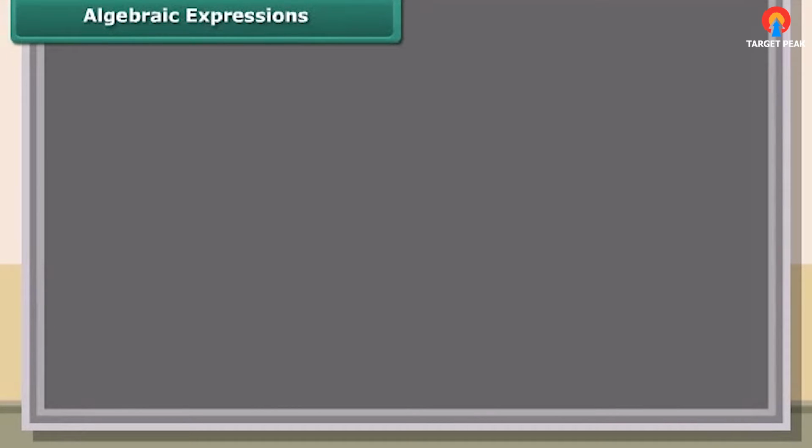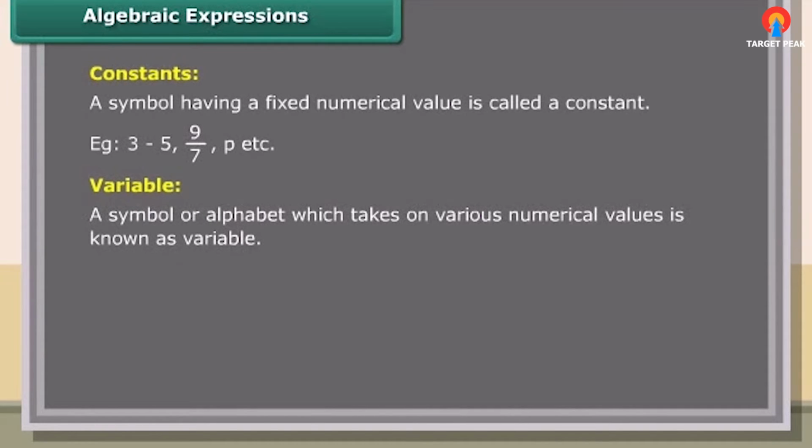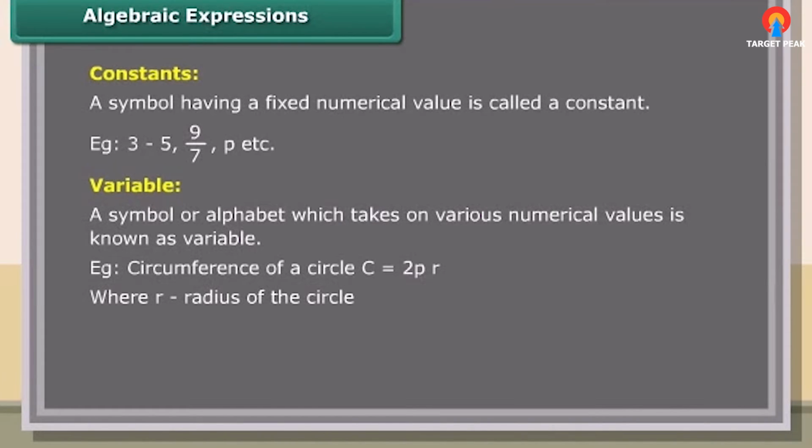Algebraic expressions. Constants. A symbol having a fixed numerical value is called a constant. Example, 3, minus 5, 9 upon 7, pi, etc. Variable. A symbol or alphabet which takes on various numerical values is known as variable. Example, circumference of a circle C is equal to 2πr, where r is the radius of the circle, 2π is a constant, C and r are variables.